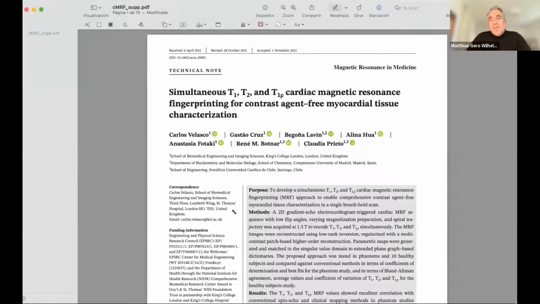Okay, thank you. We have time for one more quick question, and this comes from Deborah Kwon. She says, fantastic work. Can you comment if there are any limitations with regard to heart rate to get accurate measurements for all three tissue properties?